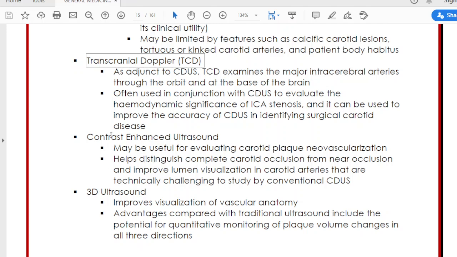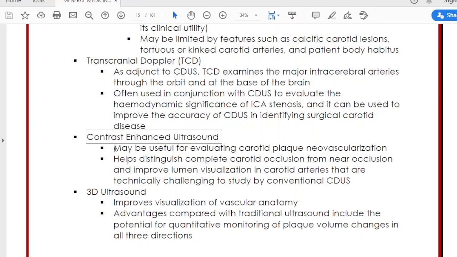Transcranial Doppler, TCD. As adjunct to CDUS, TCD examines the major intracerebral arteries through the orbit and at the base of the brain. Often used in conjunction with CDUS to evaluate the hemodynamic significance of ICA stenosis, and it can be used to improve the accuracy of CDUS in identifying surgical carotid disease.